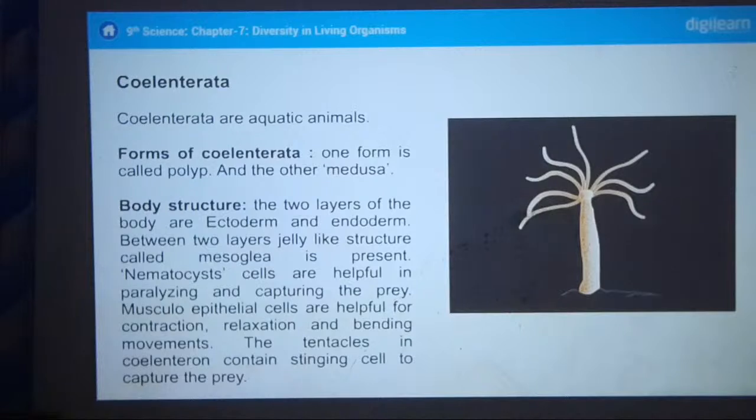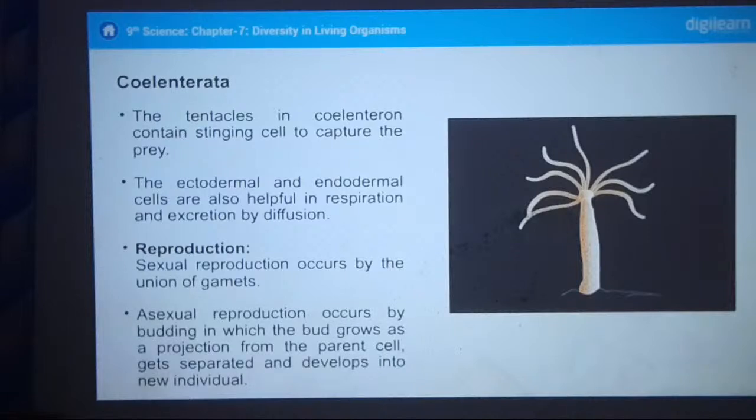In the body of these animals, cells called nematocysts are found, which are helpful in paralyzing and capturing the prey and in defense. Musculoepithelial cells are helpful for contraction, relaxation and bending movements. The coelenteron may be simple or branched, or may contain a mouth surrounded by tentacles. Some of the cells in the epidermis form a network in the mesoglea. The ectodermal and endodermal cells are also helpful in respiration and excretion by diffusion.